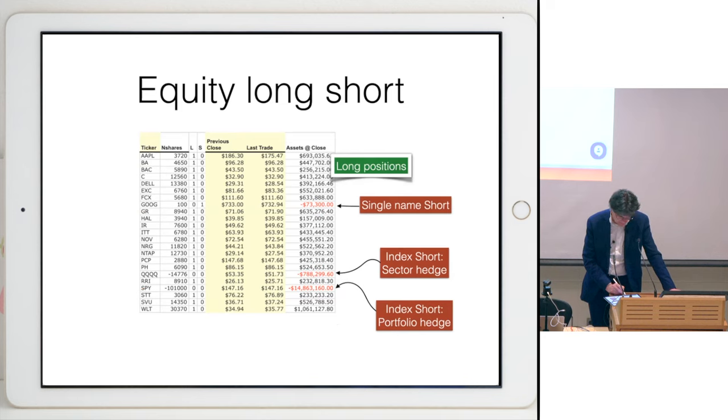Good. So to understand this, I'm going to show you an example. Let me ask you a question. How big do you think this portfolio is? Let's say that this adds up to $0. Does it mean that you could buy this portfolio if you don't have any money? No, you need some money.